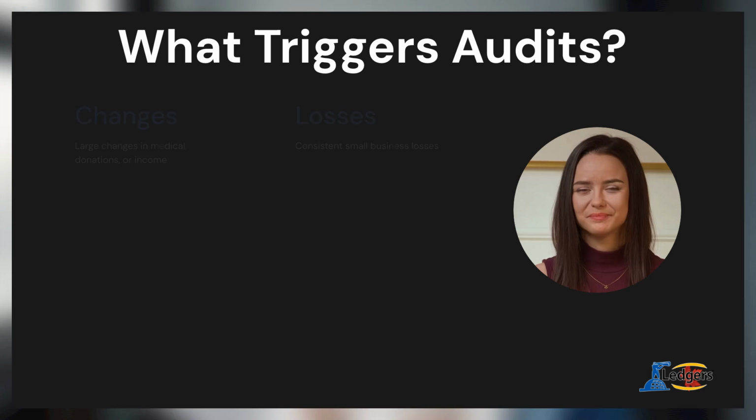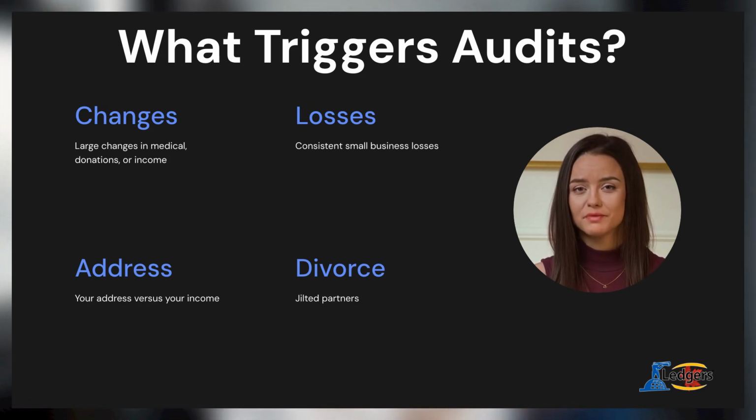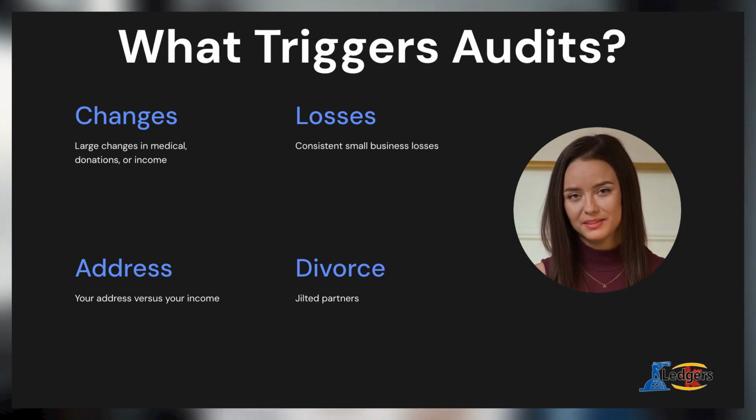We are frequently asked what causes an audit. There are several items that will cause the CRA to request information from you, such as 1. Large changes in your return. For example, large charitable donations where you normally don't donate much. 2. Continuing losses if you own a small business. 3. Your address versus your income. If you live in an area with large homes and large property taxes, but you have low income, they will be checking. And 4. Divorce. Angry spouses have a habit of calling the CRA to report on their ex-partner.